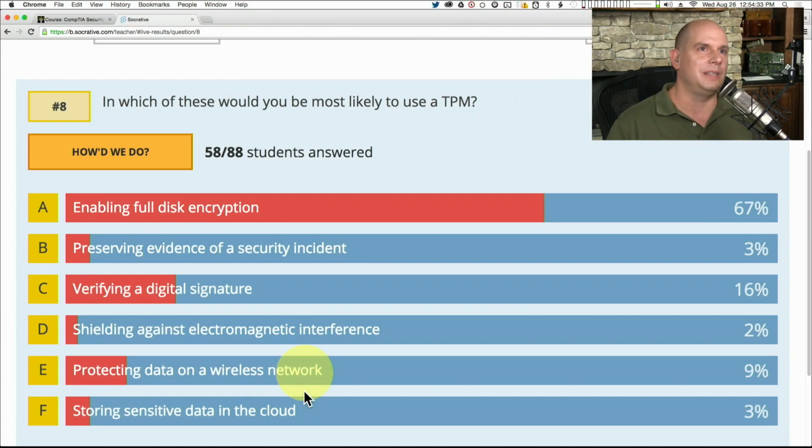So if you're one of the folks that answered enabling full disk encryption, that would be, in fact, one of the most common uses of a trusted platform module on a computer. In fact, if you try to install something like BitLocker on Windows and you don't have a TPM on your motherboard, it will tell you, I have nowhere to even store this key information. I have nowhere to really get the key piece of this, the encryption cryptography piece of this running. So you're going to need to provide me with a USB key, and we'll plug in the USB key and we'll store the keys there.